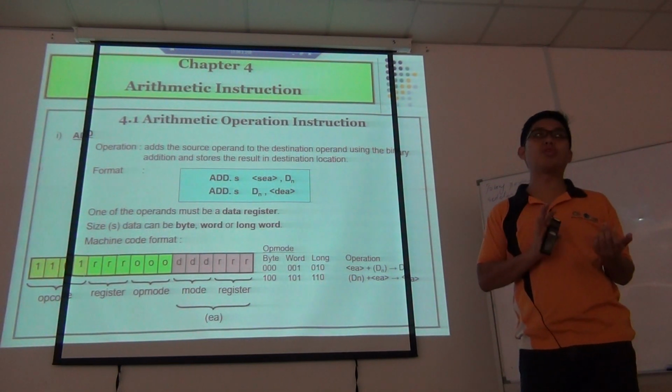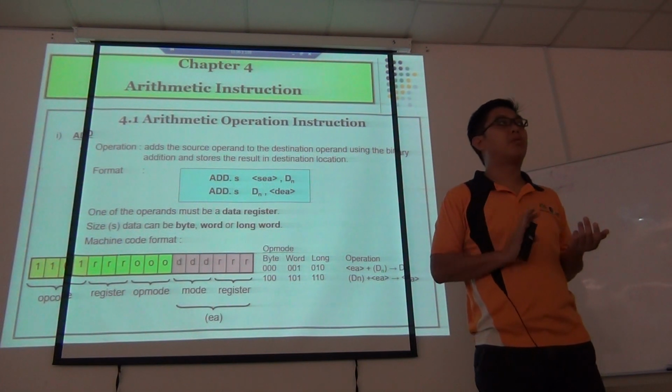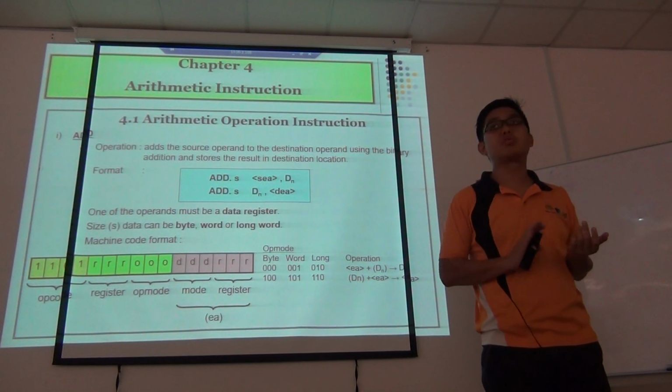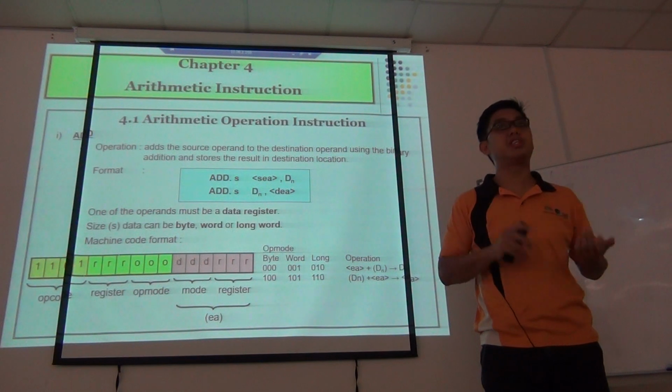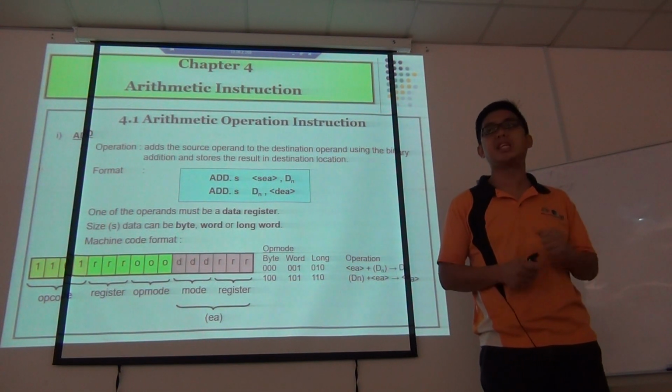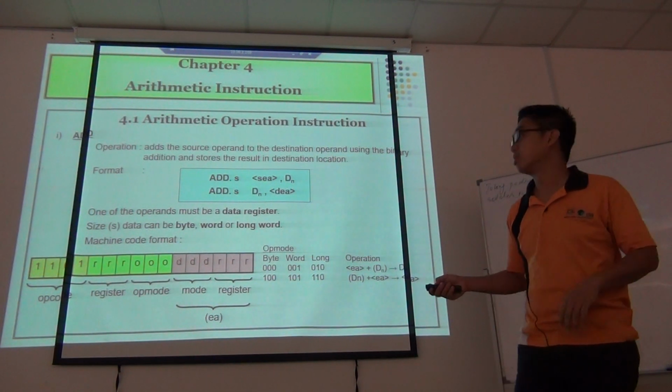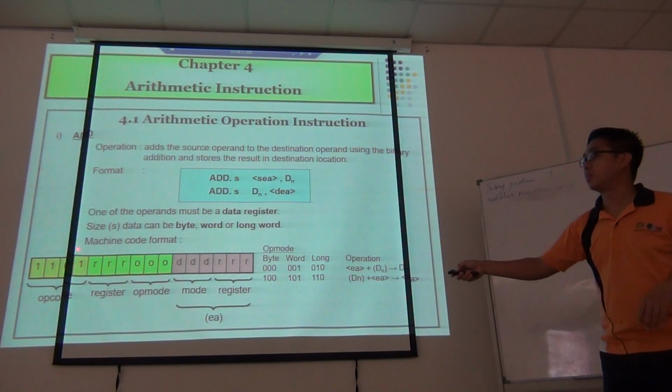So you have to really familiarize yourself. Where is the source? Where is the destination? It's very simple. The last one will be the destination. Very simple. Okay. So this is the machine code format.